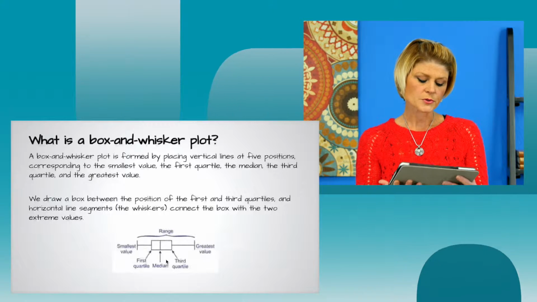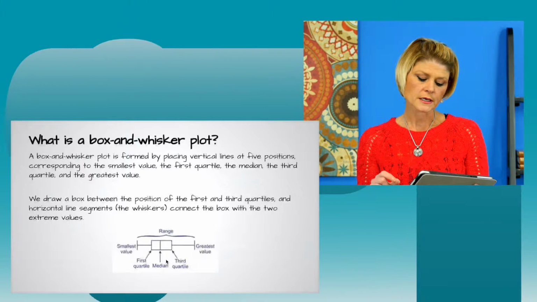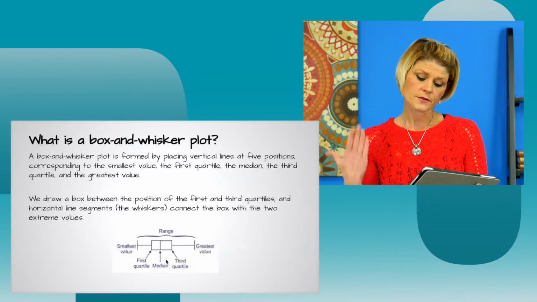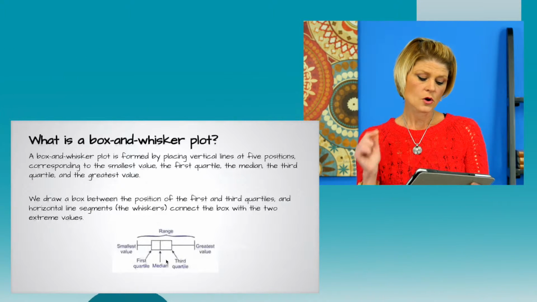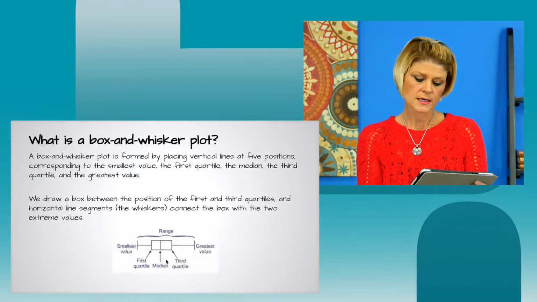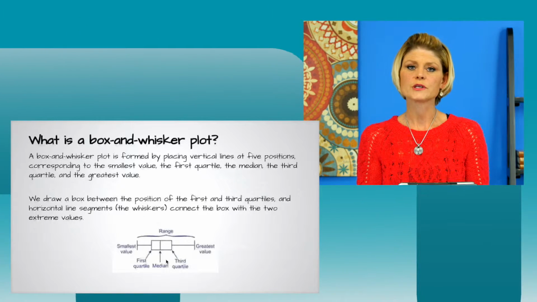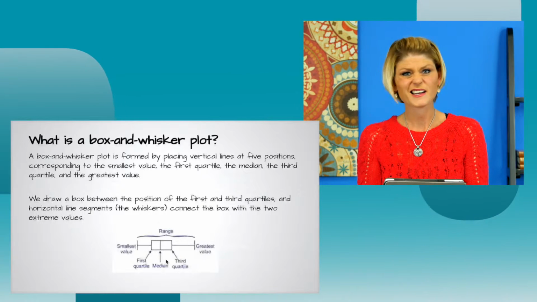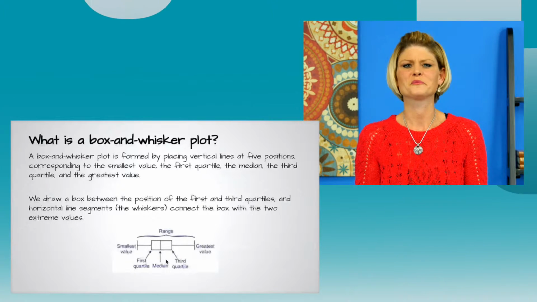All right, next what we do is we draw a box between the position of the first and the third quartiles, and horizontal line segments, or whiskers, that go out of the sides of the box, and they connect the box with the 2 extreme values. It's actually really simple. Sounds complicated, but it's simple.